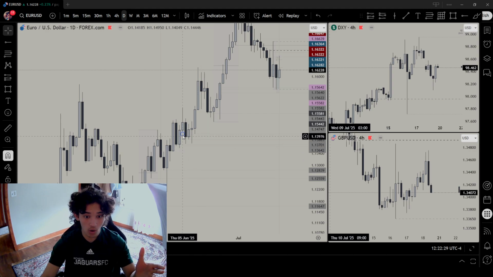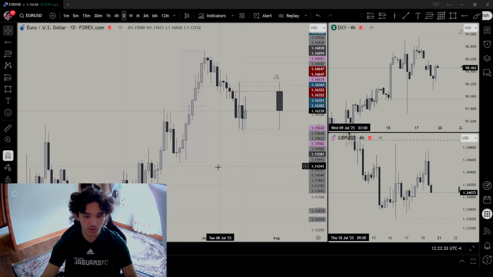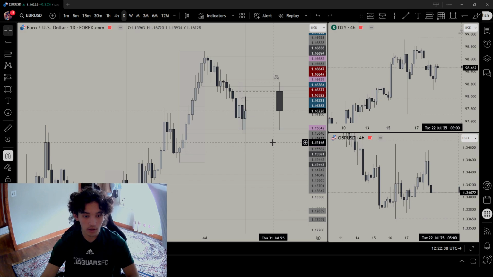So these are all swings you can take to the upside. Or a short-term trade you can take to the upside right here. Another short-term trade you can take to the upside, right?